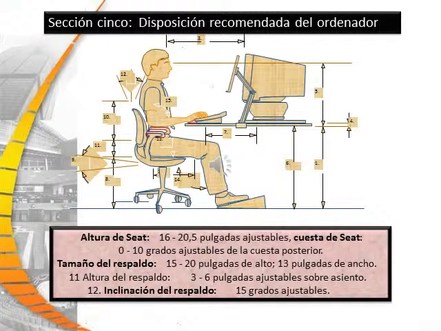Here we can see a recommended computer setup with the seat height an adjustable 16 to 20 inches, the seat slope an adjustable 0 to 10 degrees, the backrest 15 to 20 inches high and 13 inches wide, the height of the backrest an adjustable 3 to 6 inches, and the tilt an adjustable 15 degrees.